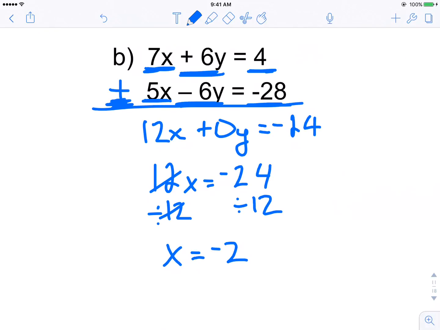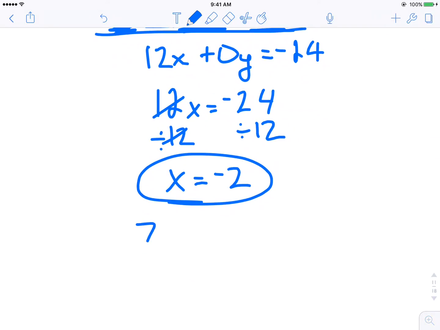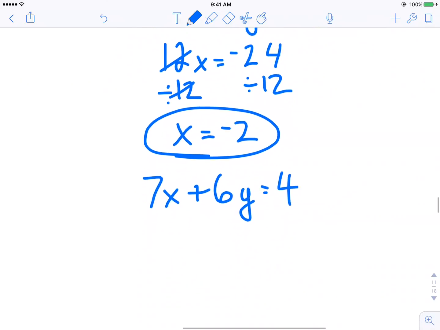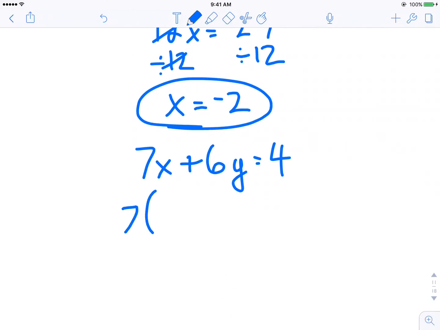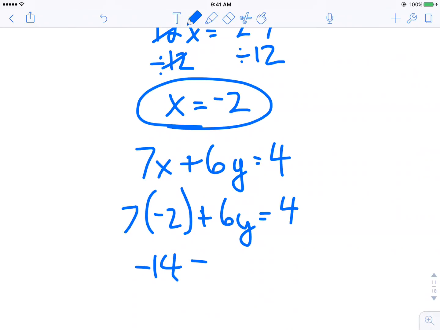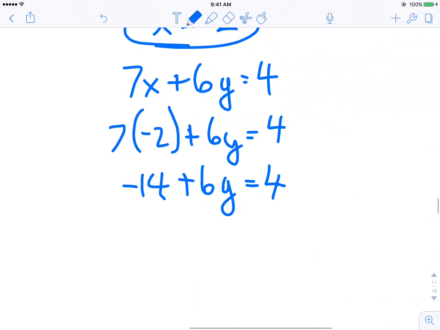Then I take that value of x is negative 2, and I substitute that back into one of my original equations. 7x plus 6y is equal to 4. Substitute in negative 2. And solve for that variable.